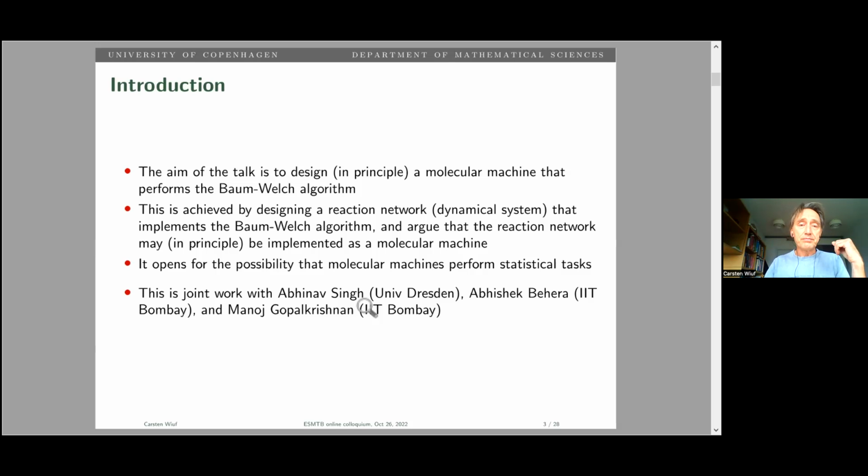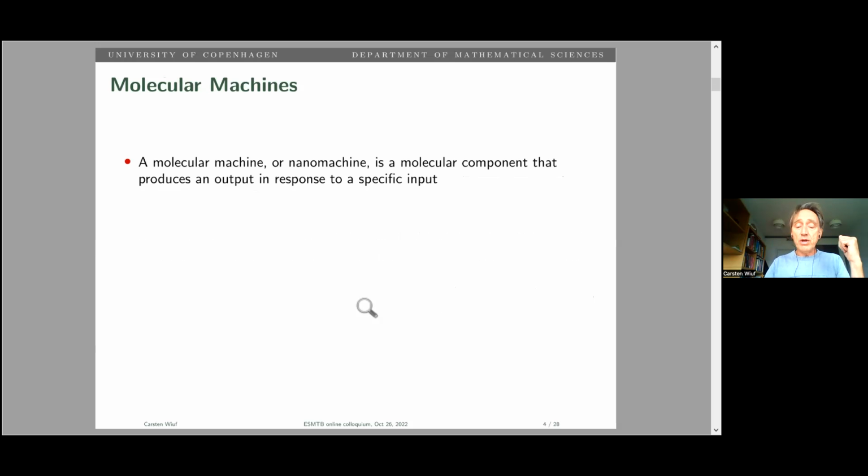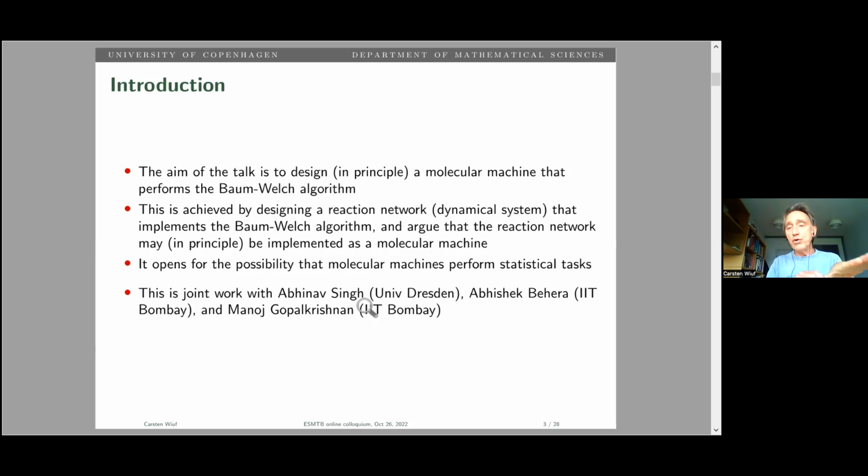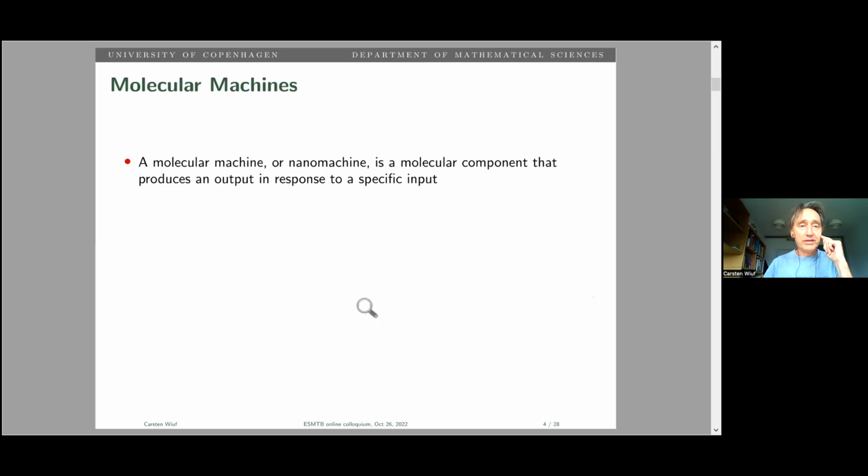So I will start by telling you a bit about molecular machines, then I will tell you about reaction networks, then I will tell you about hidden Markov models, and then I finally get to my aim of creating a reaction network that implements the Baum-Welch algorithm. So that's sort of the process over the next minutes.